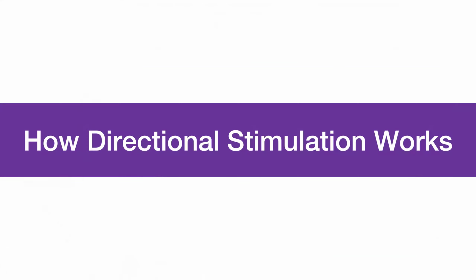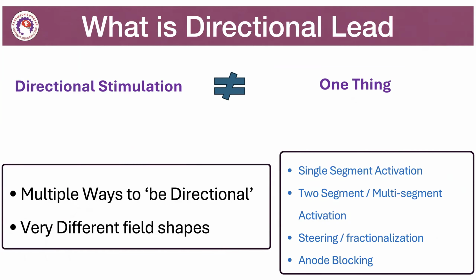So how does directional stimulation work? Let us go more into the science of this. As I told you, it's not one single thing. It's the whole shape we are trying to work around. There are different ways to be directional. We are using different techniques to create a different current field space which can fit the target, using different technologies which different companies are implementing. I'm going to talk about some well-known ones: single segment activation, two segment or multi-segment activation, some concepts about steering and fractionalization, and anode blocking.